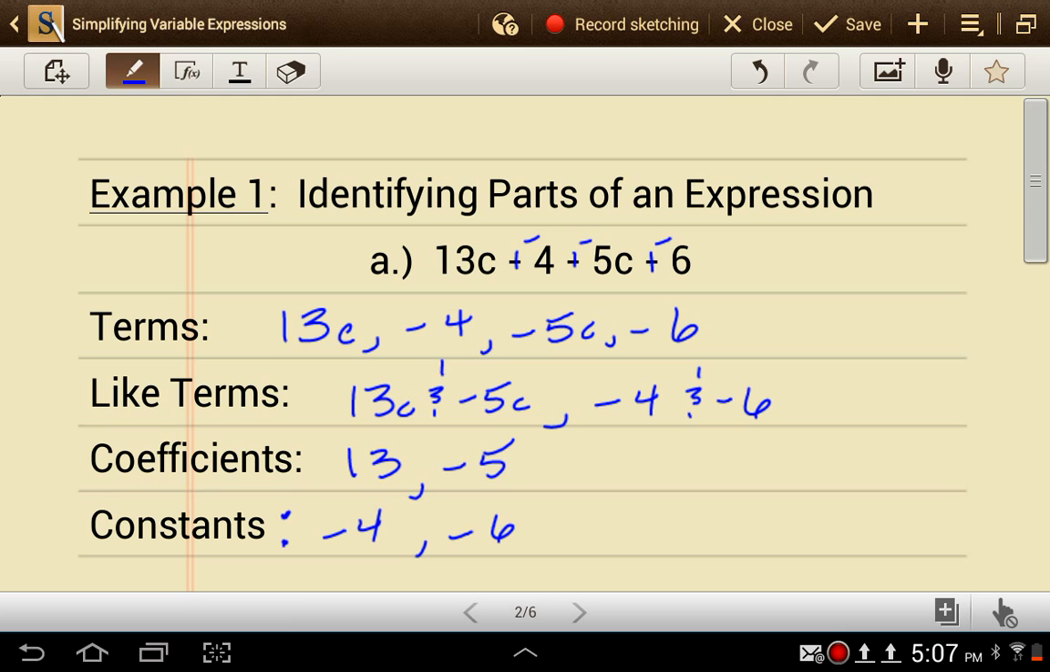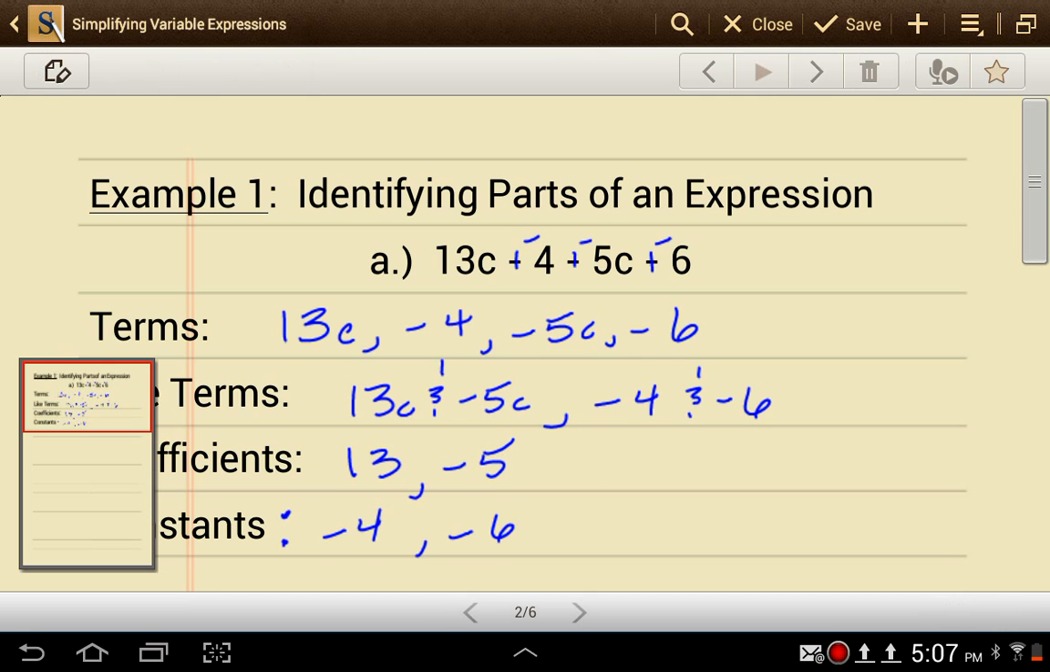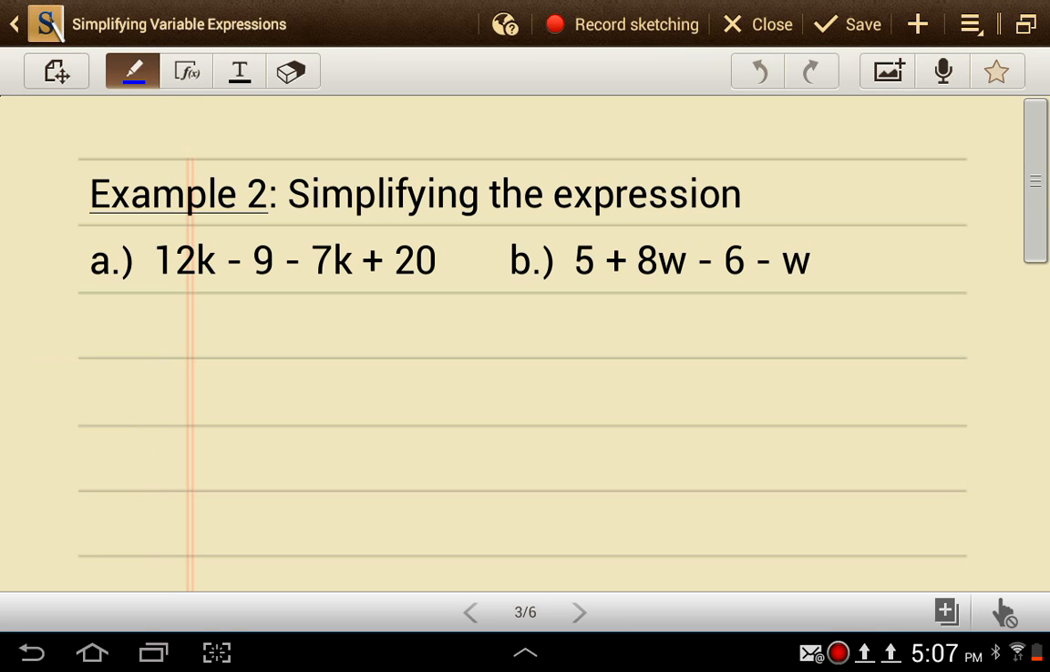So you just have to be able to identify them. Now we're going to use these in our next examples. So I'm going to go to my next slide if you need to pause. In our next example, we're actually going to start simplifying them, and you have to know your terms, you have to know your like terms.